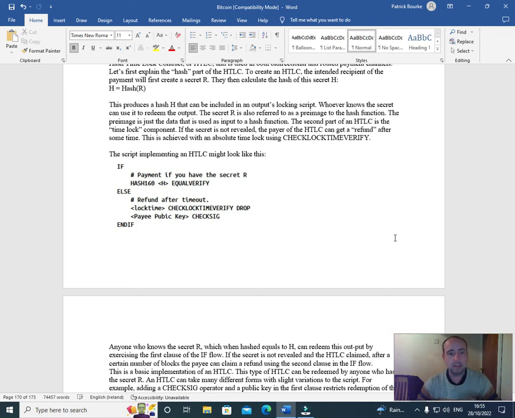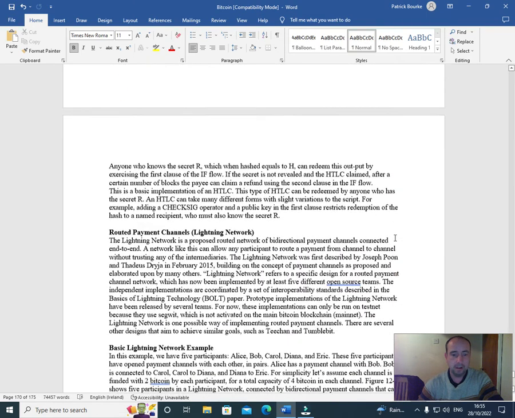If you have the secret R, hash160 H equal verify, else refund after timeout, lock time, check lock time verify, drop, pay public key, check sig, end if.